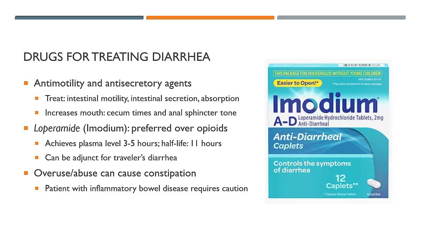Anti-motility and anti-secretory agents can affect intestinal motility, intestinal secretion, and absorption. Imodium may be preferred over opioids. It achieves its plasma level in 3 to 5 hours and has a half-life of 11 hours. It can be an adjunct for travelers' diarrhea. Overuse and abuse can cause constipation. Patients with inflammatory bowel disease require caution when using these medications.